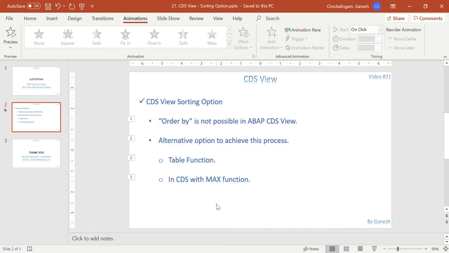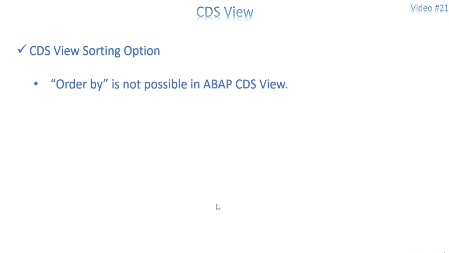So the first is, order by is not possible in ABAP CDS. So far we are into ABAP CDS only, so we are not in HANA CDS view. So the order by option is not possible in ABAP CDS. Hopefully you might try it as well. Group by, yes, you can do it, but order by is not possible.